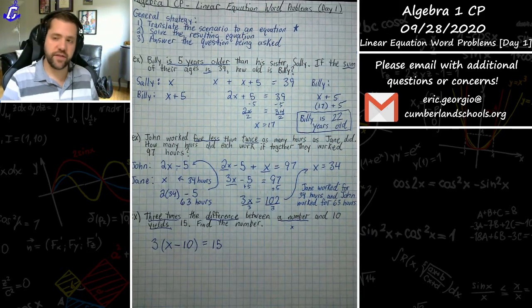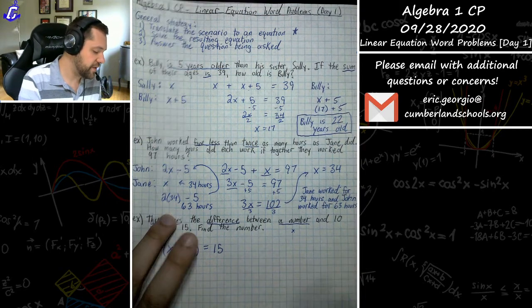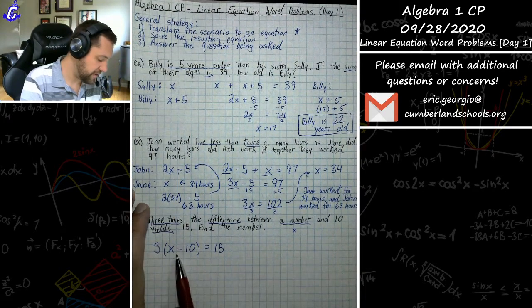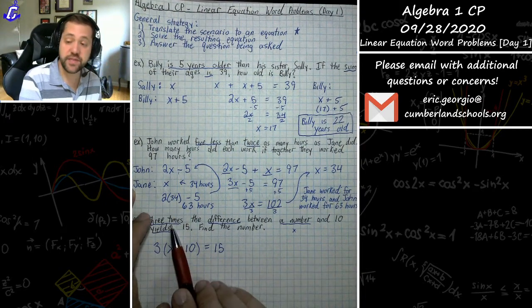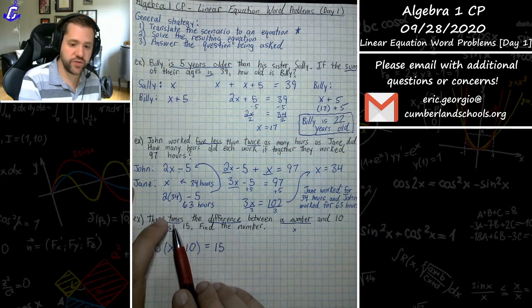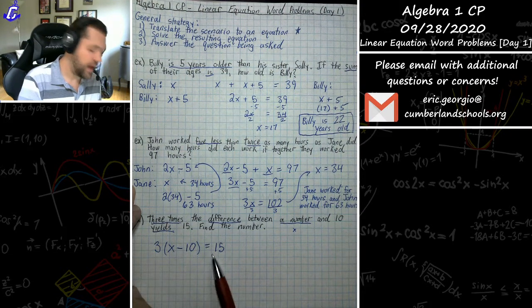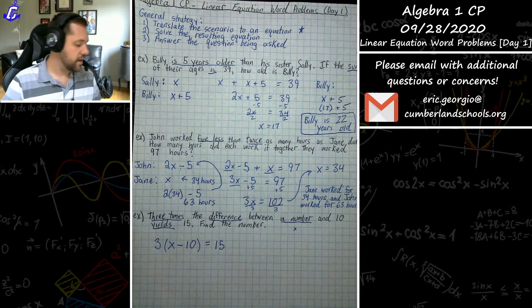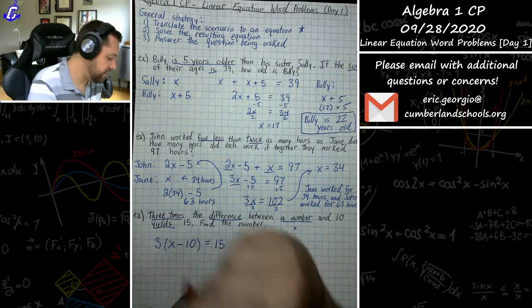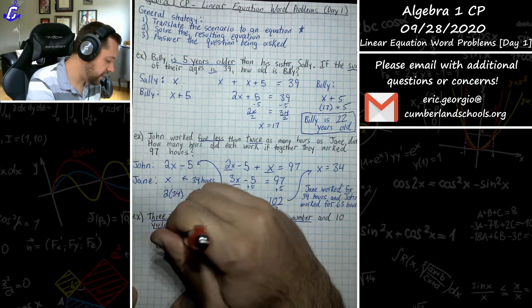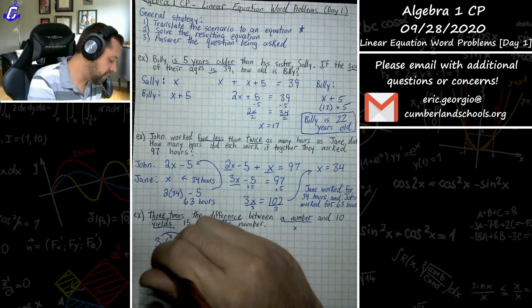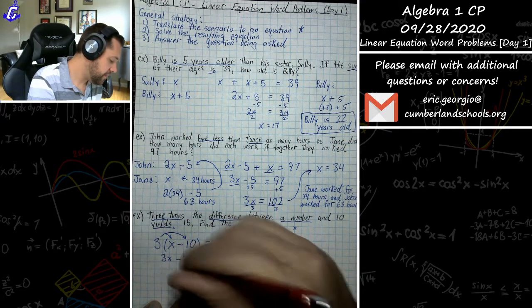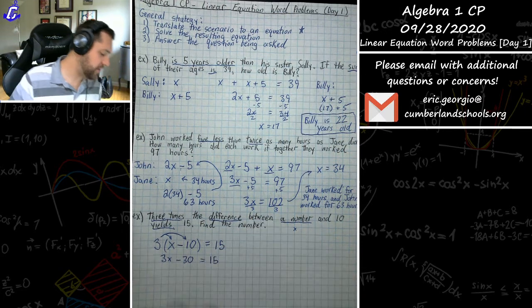So notice how we translate those keywords just one step at a time. The difference between a number and 10, x minus 10. I take that difference and multiply it by 3, or triple it. Put that there. And then we yield 15. Now I can solve this problem with a little bit of distribution. I'll take this 3, multiply it here, and multiply it here. I get 3x minus 30 equals 15 after we apply the distributive property.